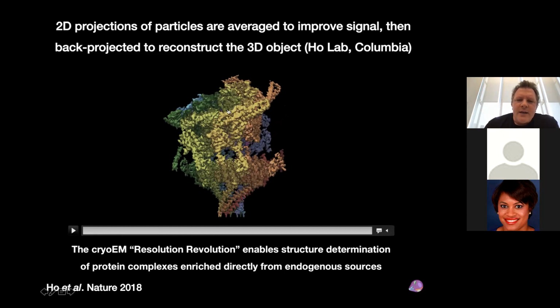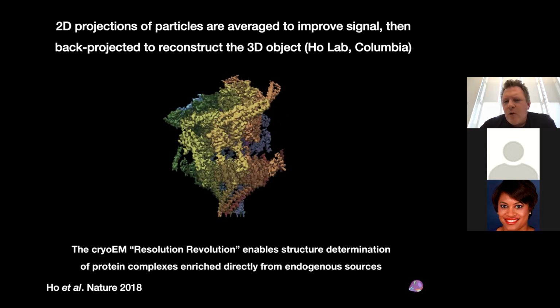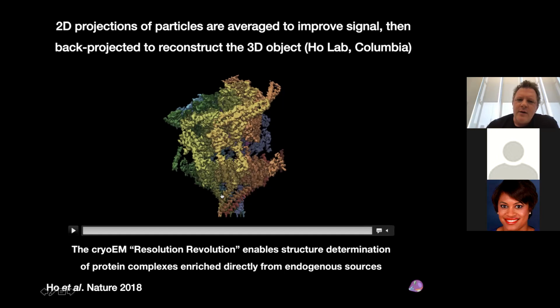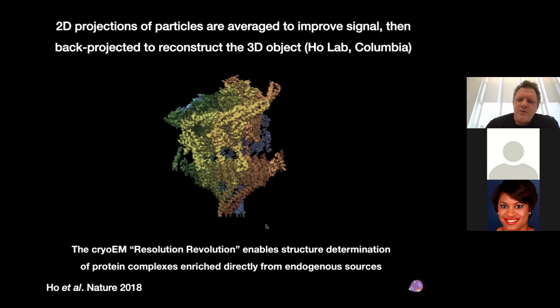And the exciting thing about Cryo-EM is that not only can we work with purified recombinant samples that we've overexpressed in cells and then purified, we can also pull things out directly, as Dr. Ho did here, from living organisms. So in my case, I actually do this from human brain tissue. So we can also solve the structures for the first time of endogenously sourced protein complexes.